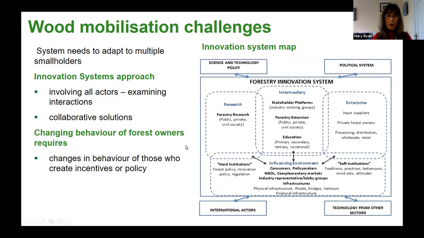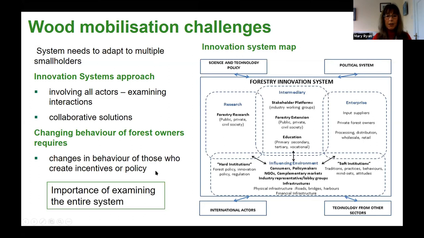What's important here is that what an innovation system very often shows us is that changing the behavior of forest owners requires changes in the behavior of those who create the incentives or policy, and that what's really important is examining the entire system rather than looking at one particular subsector.